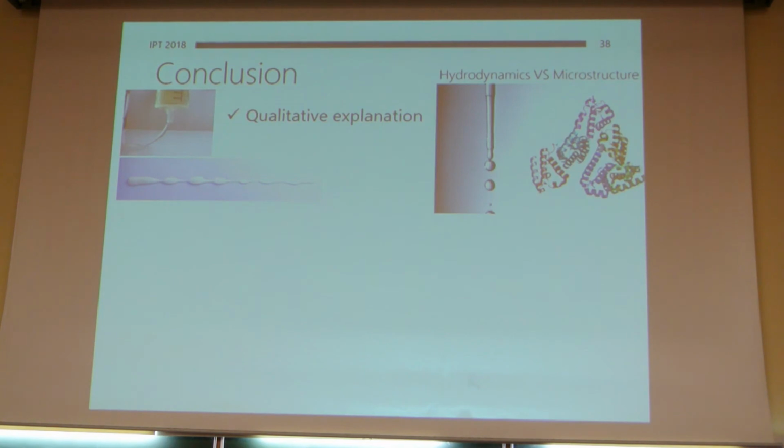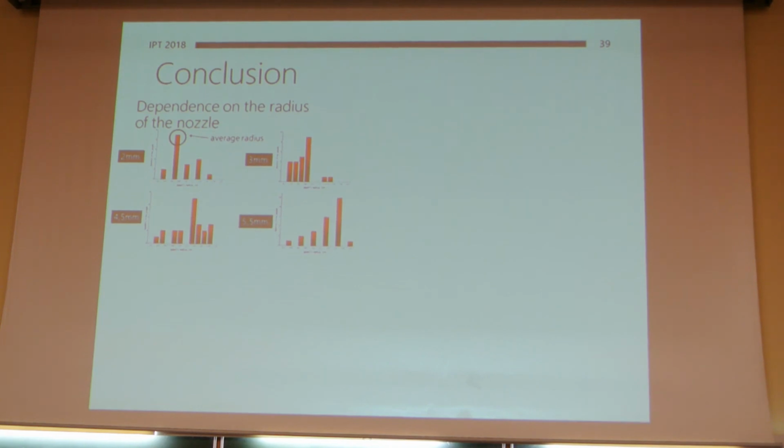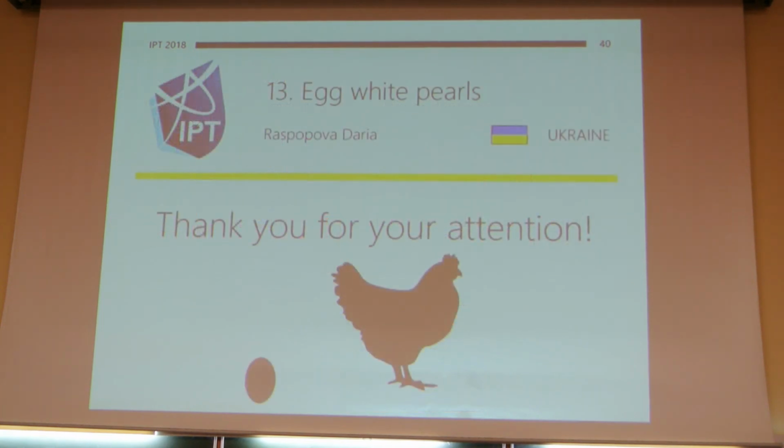So let me go to the conclusion. We qualitatively explained this effect, explained the stretching of the jet, estimated the pearl radius as a function of the nozzle's radius, and found the dependencies on the radius of the nozzle, on height, on temperature, and on speed of motion. Thank you for your attention.